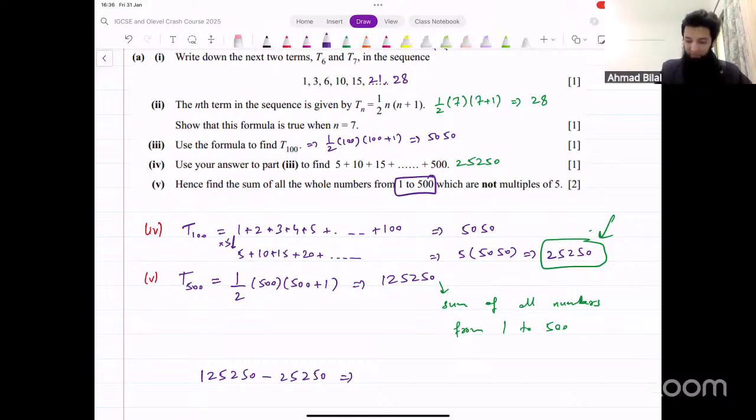What do we get from this? 25250 gets subtracted from there. This is going to give us 100,000, and that's the sum that we were looking for. This is the last part. Make sense? Is that clear to everyone?